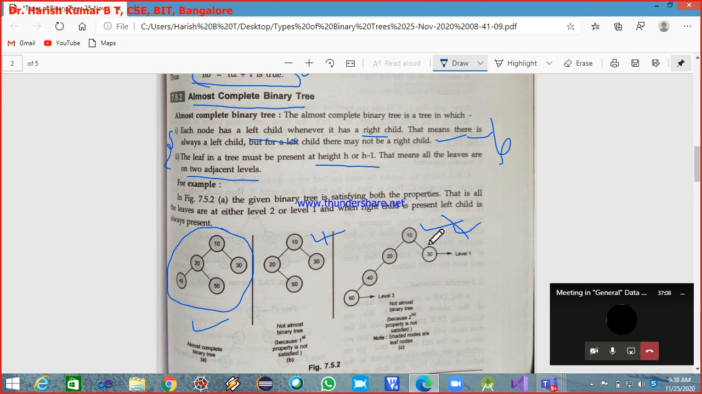So these are the two types of binary trees: complete binary tree and almost complete binary tree. Sometimes they ask you to explain these trees, and sometimes they will give you some example graphs like this, and ask you to identify which one is an almost complete binary tree and which is not an almost complete binary tree.